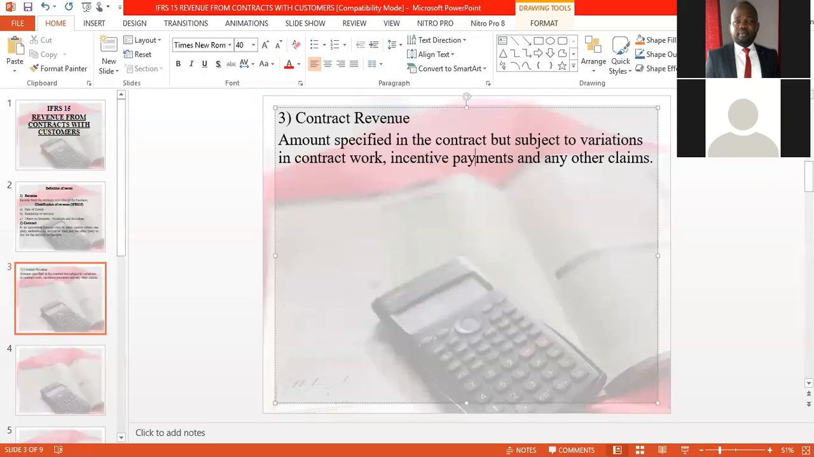Now, apart from this 10 billion, maybe there is a clause in the contract that if this road is constructed to a particular standard, you'll be rewarded. You'll be given an extra reward. That is an incentive payment. Maybe any other claims. Maybe you have started constructing the road, and then you realize that in the process of construction, there are people who have taken you to court that you need to compensate them, that the road is passing through their land.